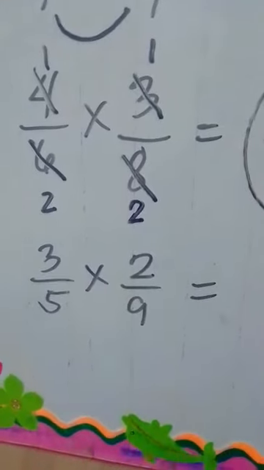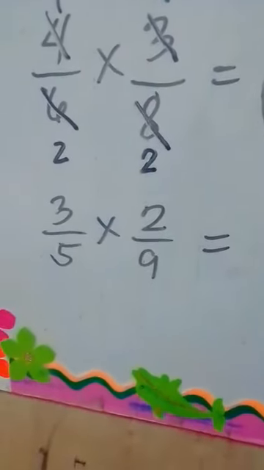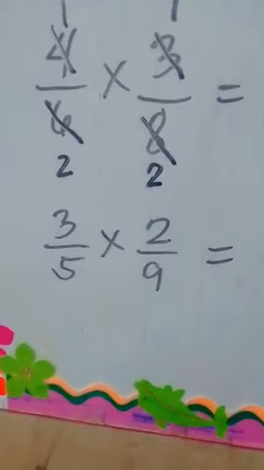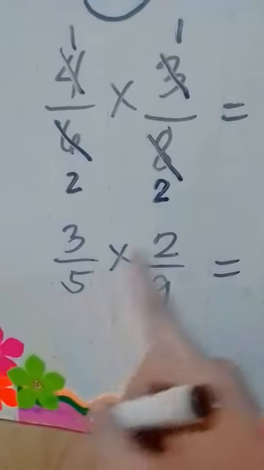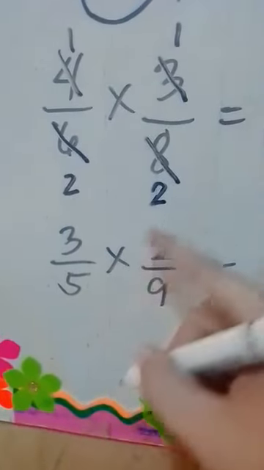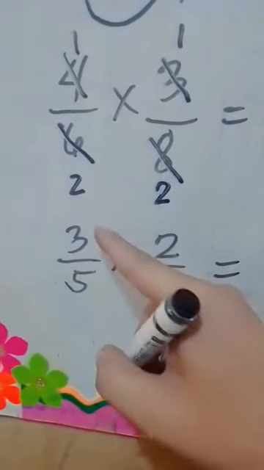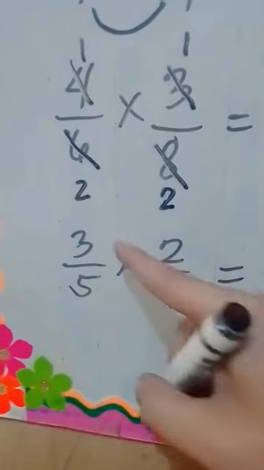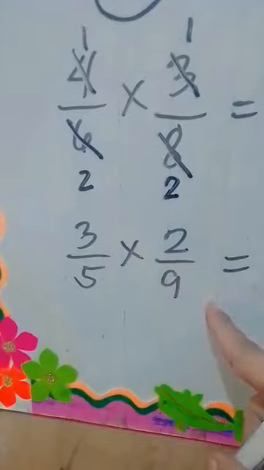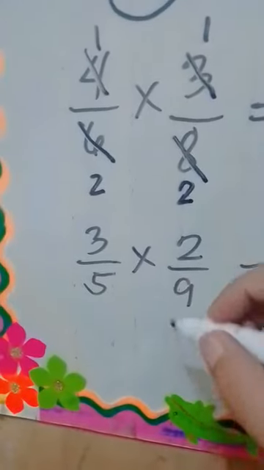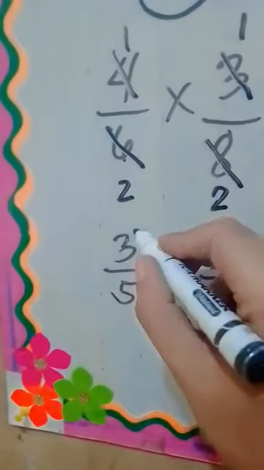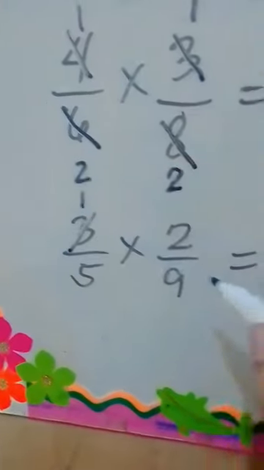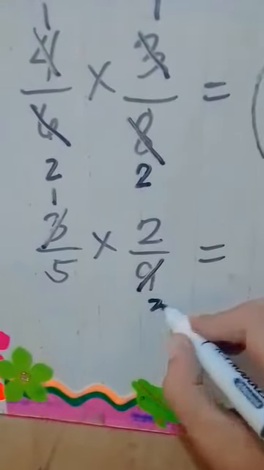Okay? So, the third one, so, let's apply. We can apply the cancellation method here. Okay, 5 and 2, no. 3 and 5 no, 2 and 9 no, but 3 and 9 can be canceled. So 3 is the numerator, 9 is the denominator, so they are paired. So let's cancel this one. Divided by 3, 1. And divided by 3, 3.